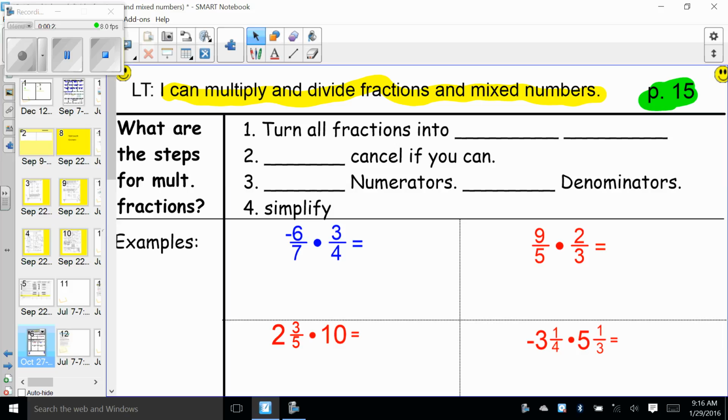Lots of kids like to multiply fractions because you don't have to worry about that common denominator. In today's work, in step 1, we're going to turn all fractions into improper fractions like we practiced yesterday. So go ahead and write that down. Turn all fractions into improper fractions.